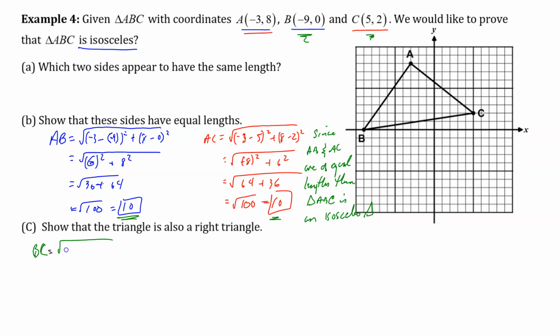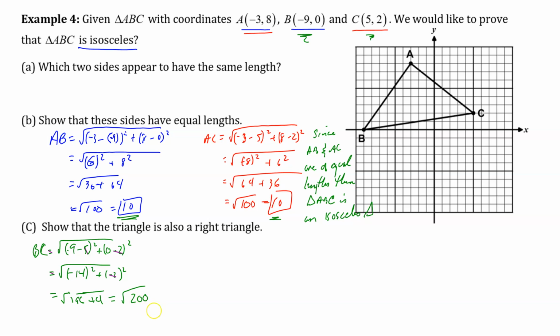All right, so let's fix that. So -9 minus 5 squared, and we had 0 minus 2 all squared, and that's going to be -14 squared plus -2 squared. So when we square that, we are going to get 14 squared is 196. -2 squared is going to be 4. So square root of 200.